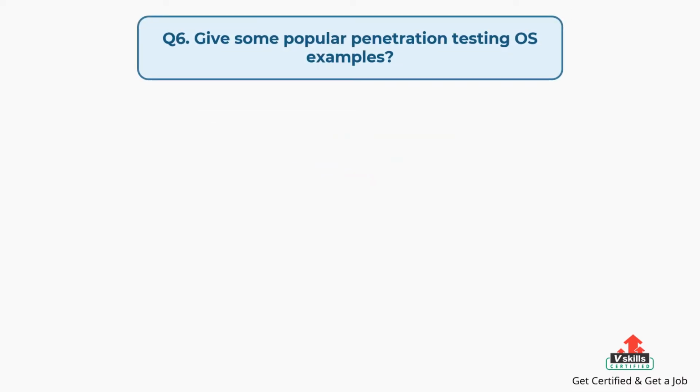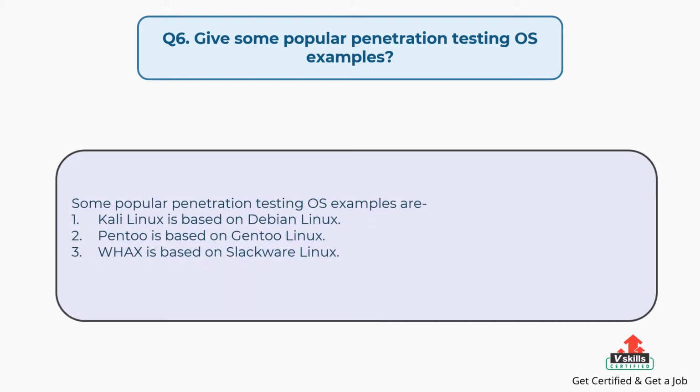Question number 6. Give some popular penetration testing operating system examples. The answer is, some penetration testing operating system examples are: Kali Linux, is based on Debian Linux. Pen2, is based on Gentoo Linux. Wax, is based on Slackware Linux.